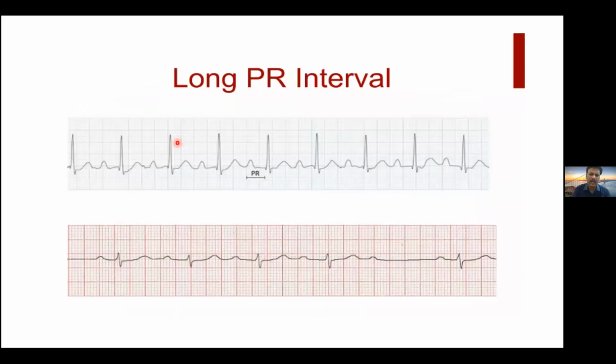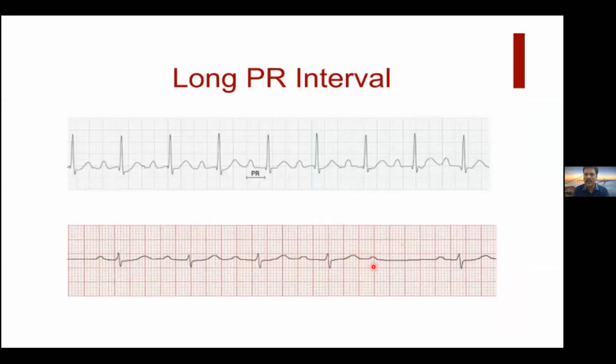So a long PR interval, a prolonged PR interval, means the AV node is diseased. It is not conducting properly. It is conducting with a delay. So long PR interval. Now you forget about second degree, third degree. Now you always think about the basic. When the PR is prolonged, you know the AV node is diseased.